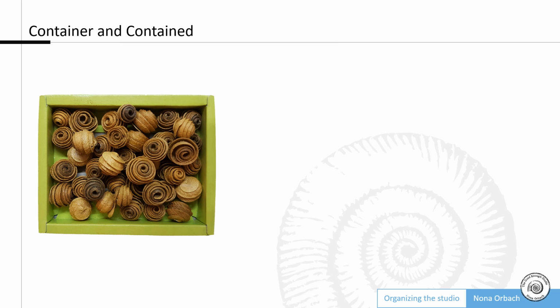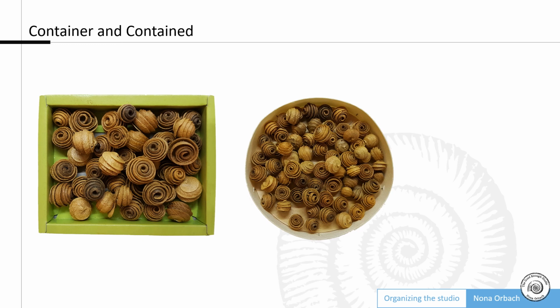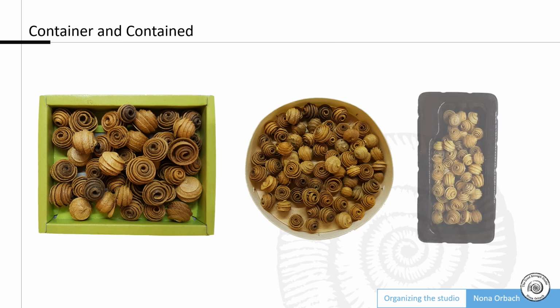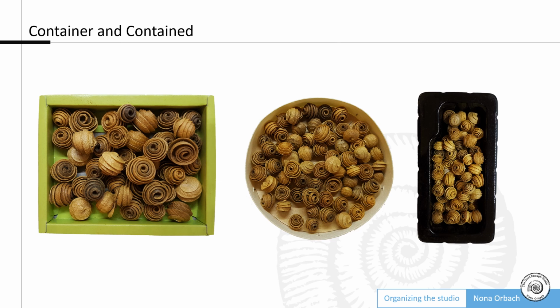For example, I placed the same amount of seeds in 3 containers. A green cardboard box, a balsa round shape container, and a black plastic container. Each one makes us feel different. We might not even have words to express that. Which container would you choose? For whom? When?